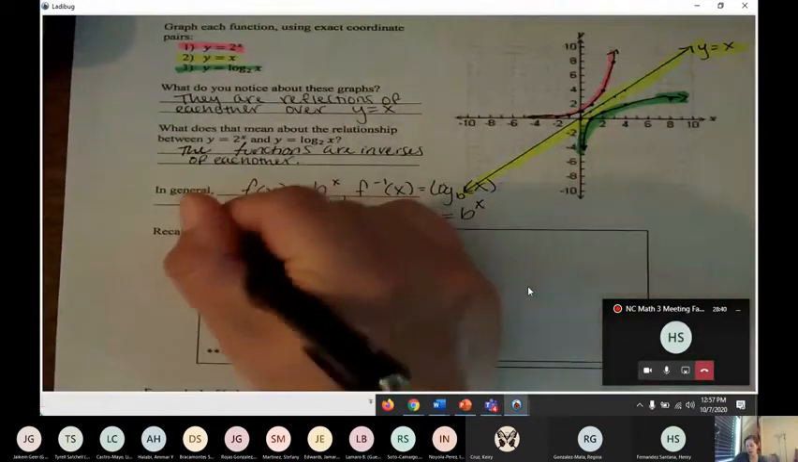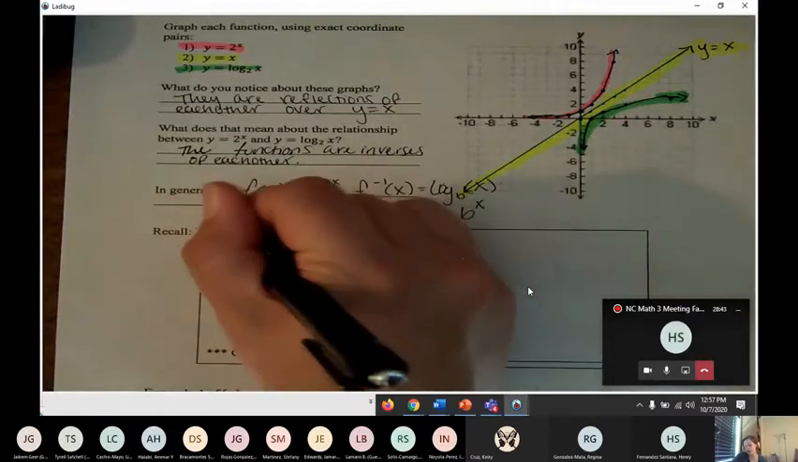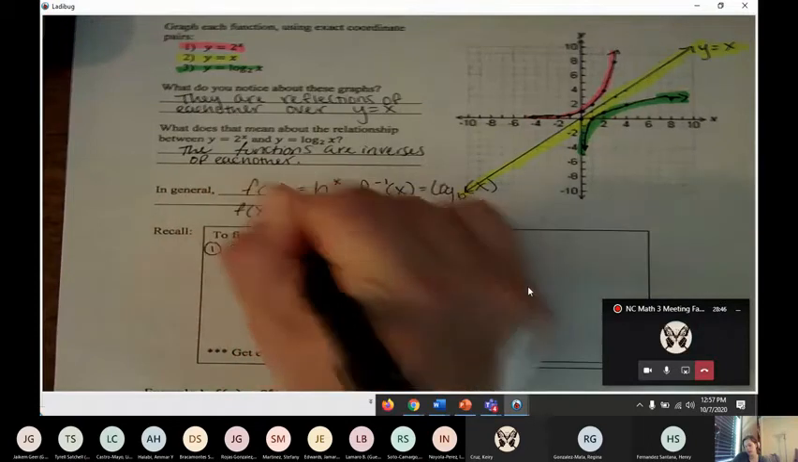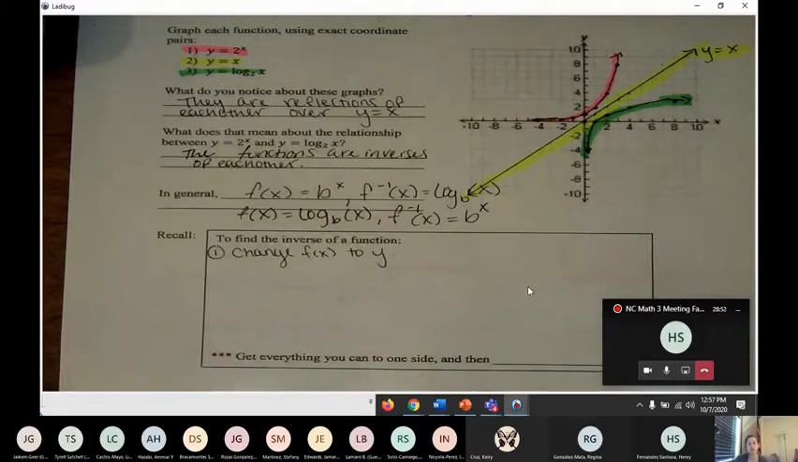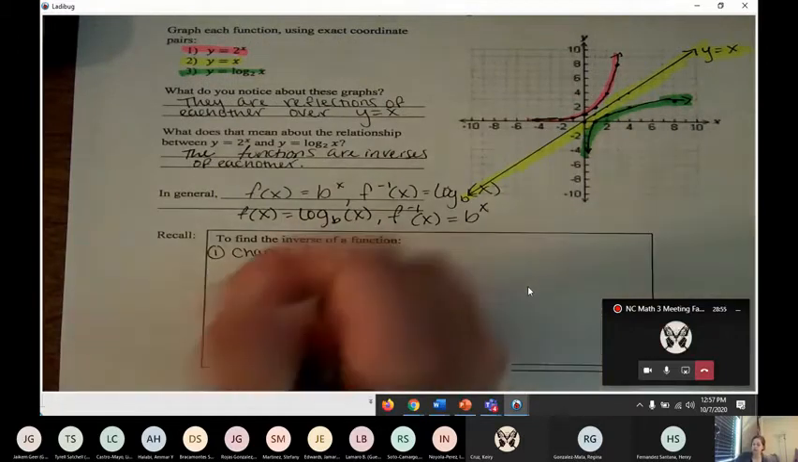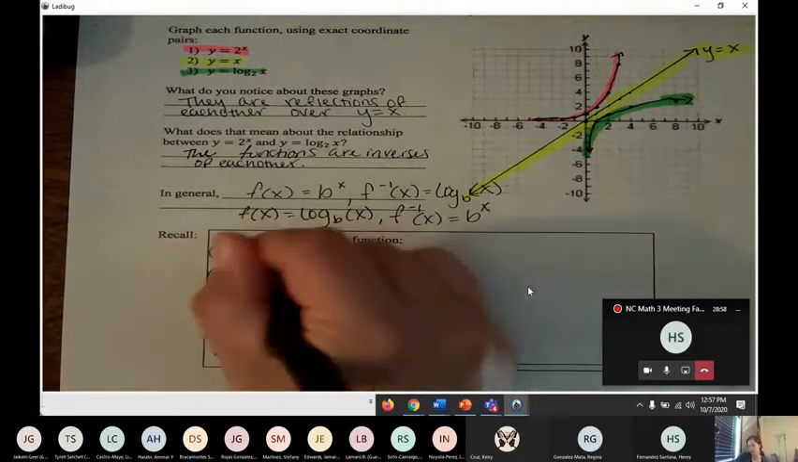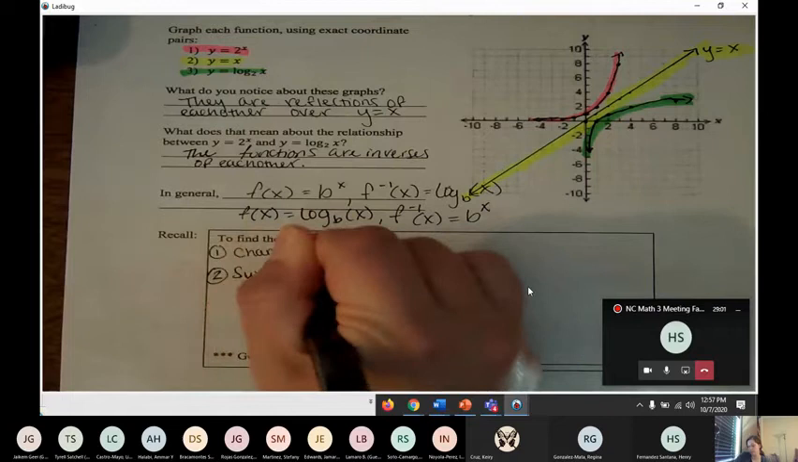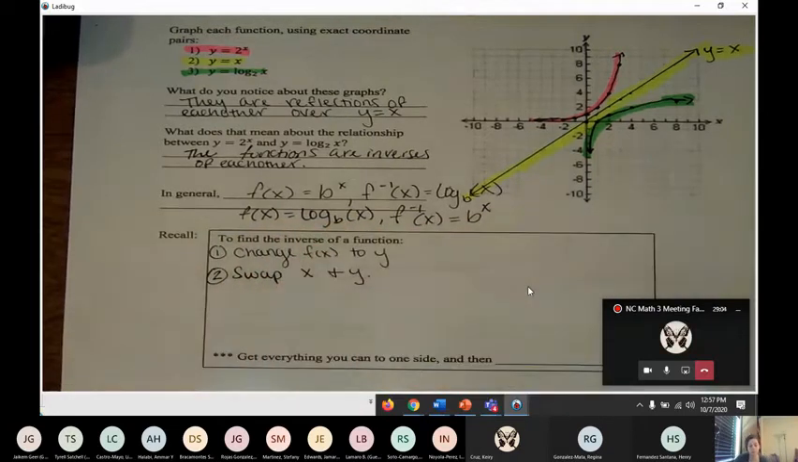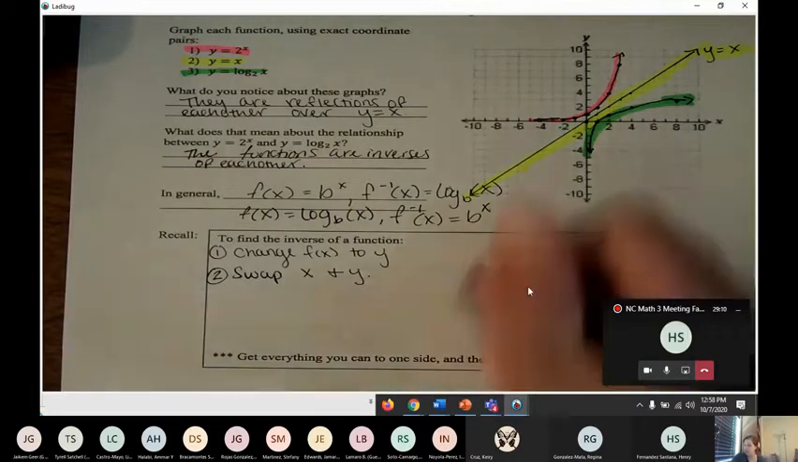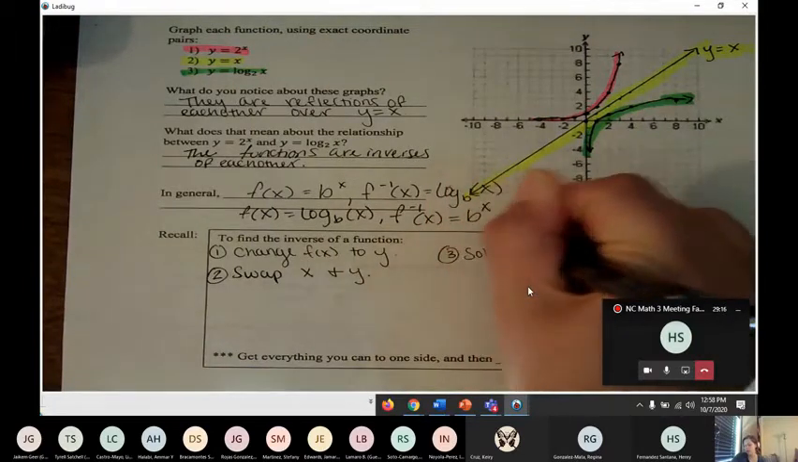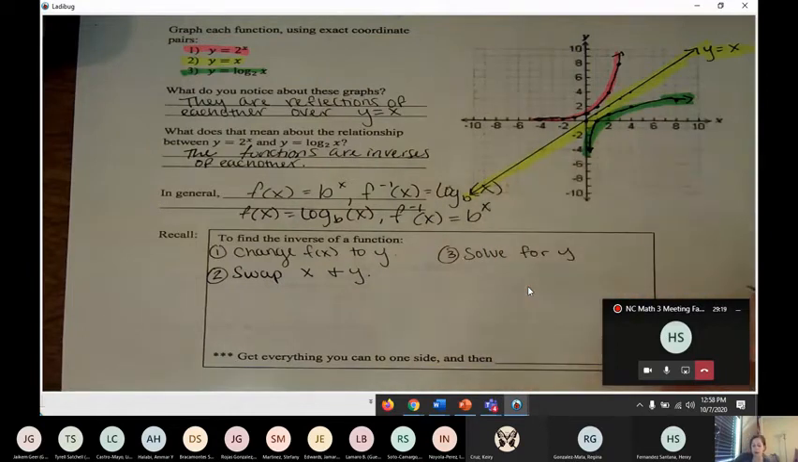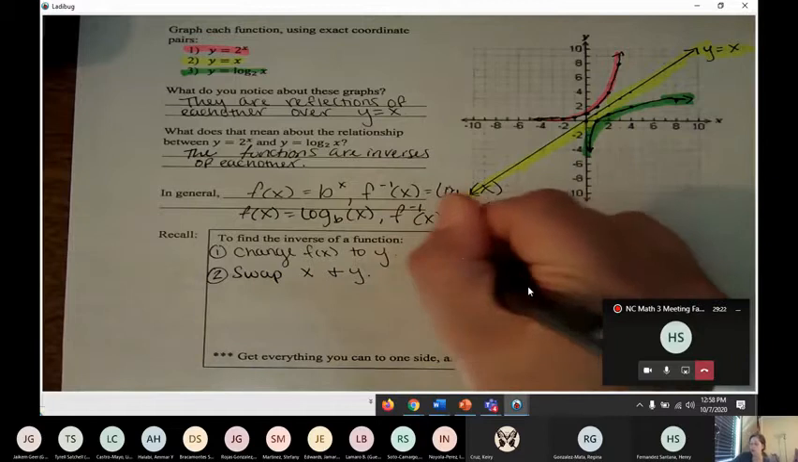Okay, so step one, remember, was to change f of x to y. Okay, so this was one of the very first things we covered. Step two was to swap x and y. Okay, step three, I'm going to write over here, was to solve for y.